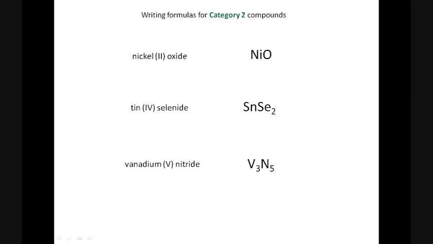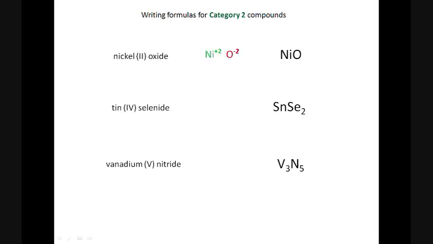Nickel and oxygen, Ni and O, have equal and opposite charges. Positive 2 for nickel here because of the Roman numeral in the given name, and negative 2 for oxygen from the periodic table. These charges automatically equal out, so no subscripts are needed.